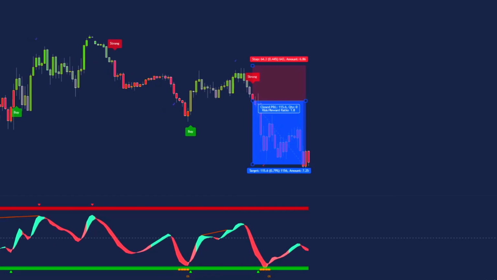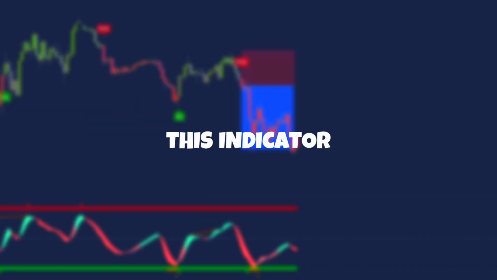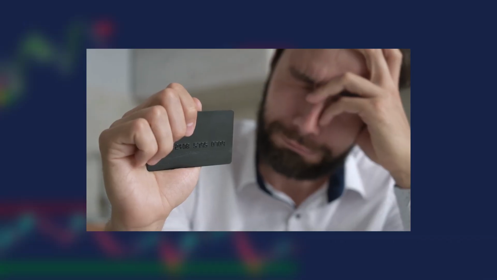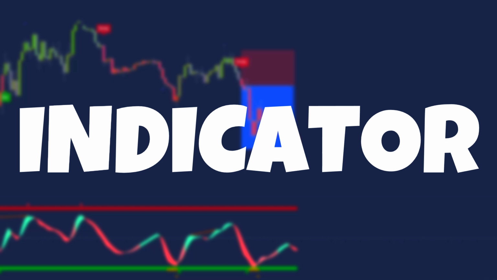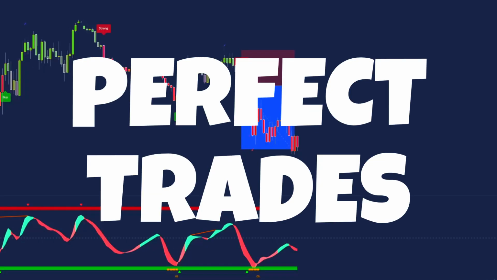And there we go, that trade also hit take profit, and as you can see this is a very good example of why you want to be taking the strong indications versus just the standard buy and sell. This indicator is very powerful as all the other buy and sell indicators on TradingView currently only show the basic buy and sell entry points, whereas this indicator shows you the exact best possible entries for taking your perfect trades.